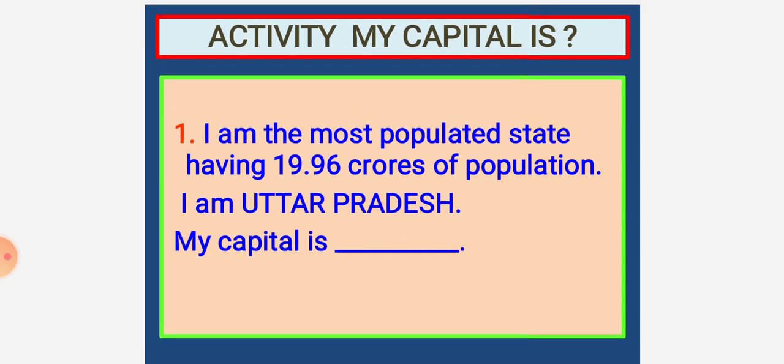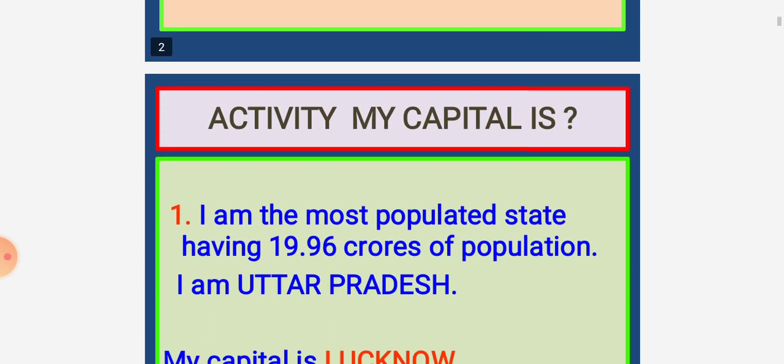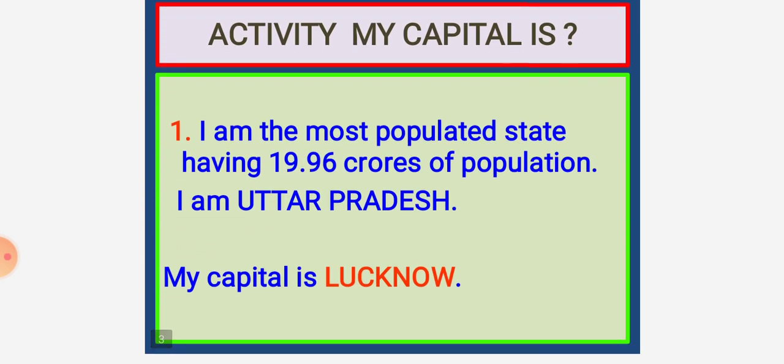My capital is... Number 1. I am the most populated state having 19.96 crores of population. I am Uttar Pradesh. My capital is dash. Yes, it's very easy. My capital is Lucknow.